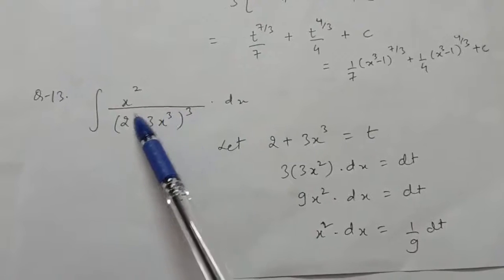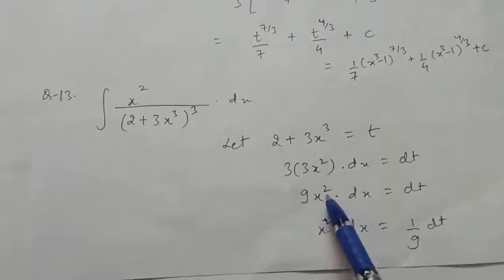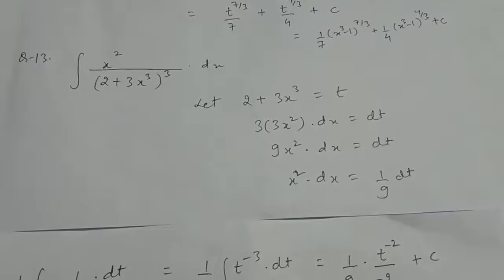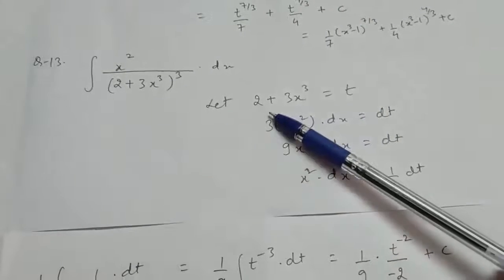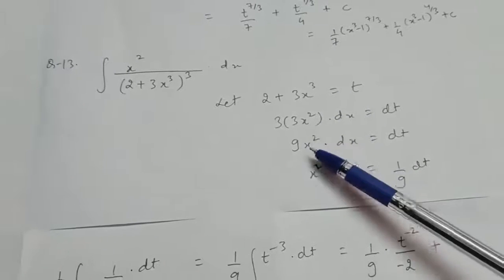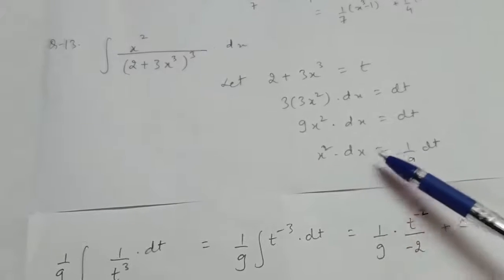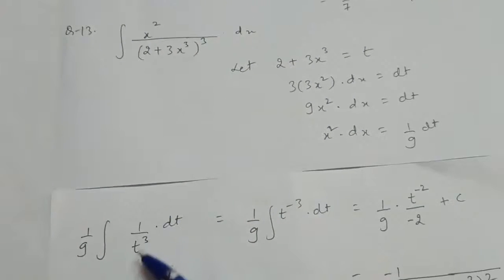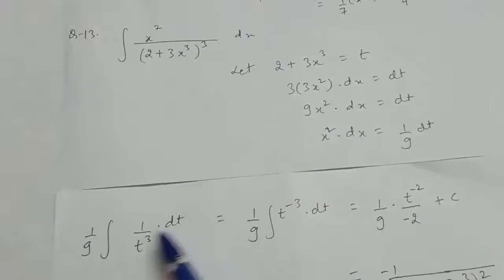Now see, the derivative of this 2 plus 3x cube will give you 9x square and x square exists in the integrand, right? Therefore, we will take 2 plus 3x cube as equal to t. Now derivative of 2 is 0. 3 as it is, derivative of x cube is 3x square. So you will get 9x square into dx equal to dt. Therefore, x square into dx is equal to 1 by 9 dt. Now the integral becomes 1 by t cube, right? And x square dx is 1 by 9 dt.